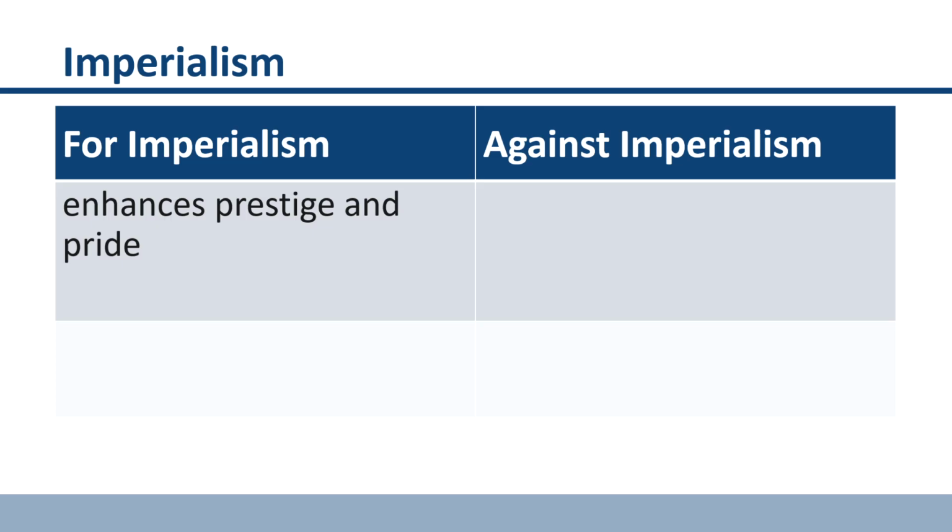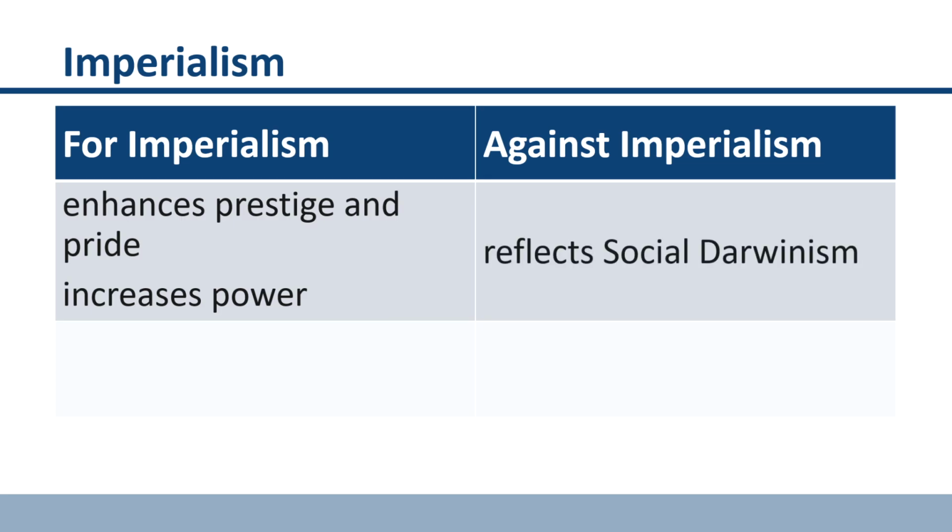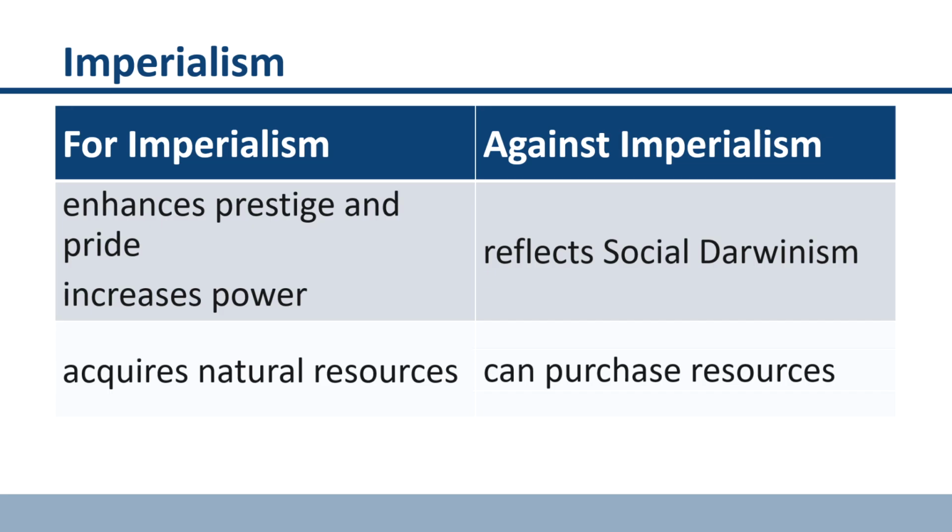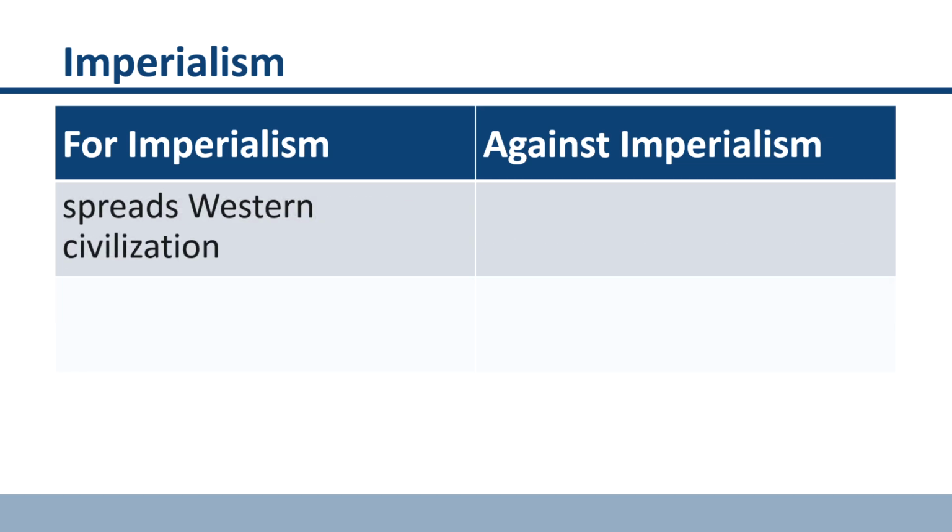So let's look at some of the arguments from both sides, those that were for imperialism and those who were against it. Those that were for imperialism thought it enhanced a nation's prestige and pride, while at the same time increasing its power. But those who were against thought that instead of prestige, pride, and power, it was only reflecting social Darwinism, the whole survival of the fittest thing. Those that were for imperialism also thought that imperialism helped acquire natural resources that the United States needed. But those who were against imperialism pointed out that the U.S. had plenty of resources, and any resources they needed could easily be purchased. Those for imperialism thought that it would help spread Western civilization.